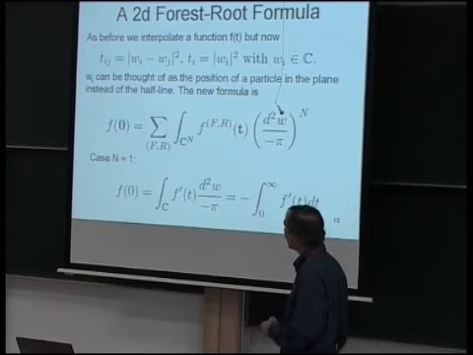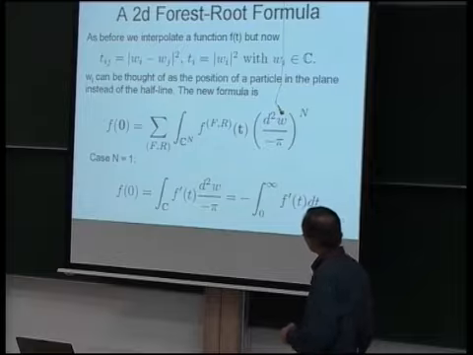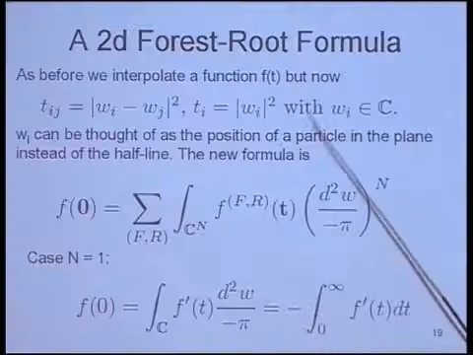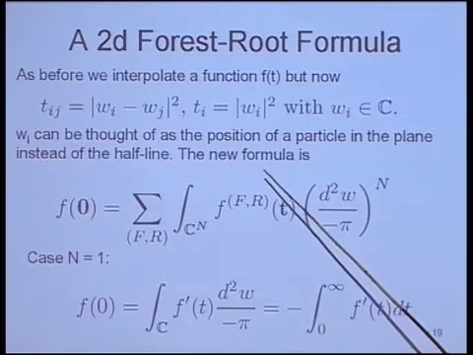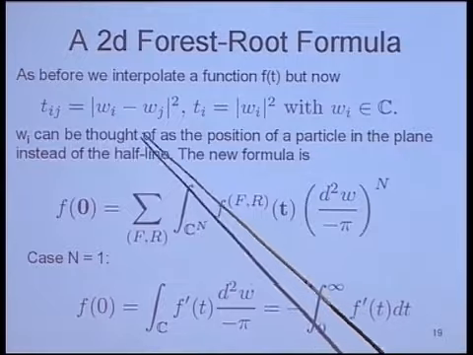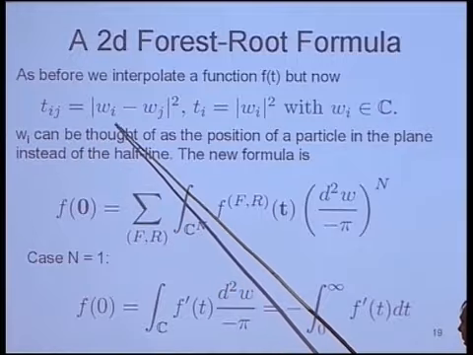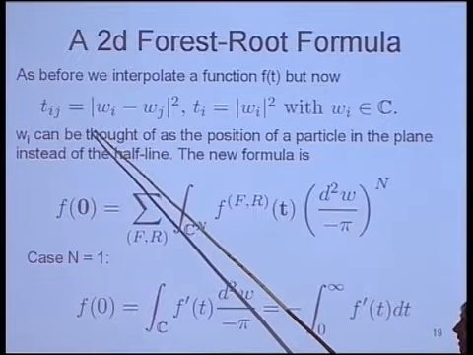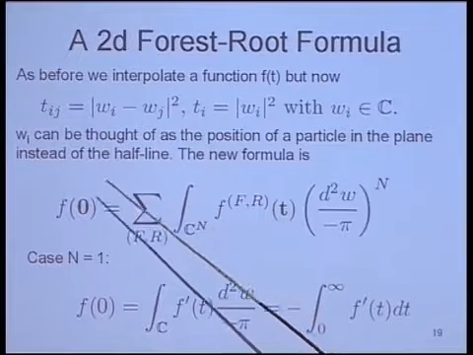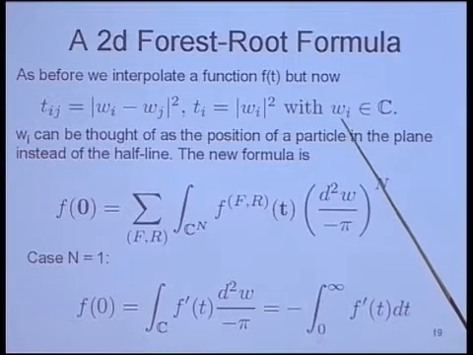All right, now I want to move on to, I see I'm running a little short on time, but I did want to mention a two-dimensional version of this formula where we basically try to do the same steps, except that instead of these t variables, ti living on the half line, I want them to live in the plane, or the complex plane. So now instead of the t's, we have w's, which live in the complex plane.